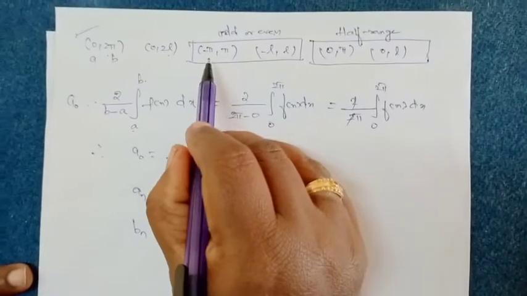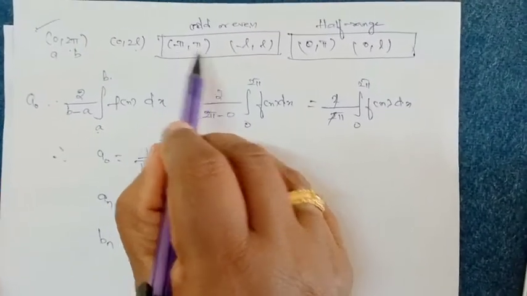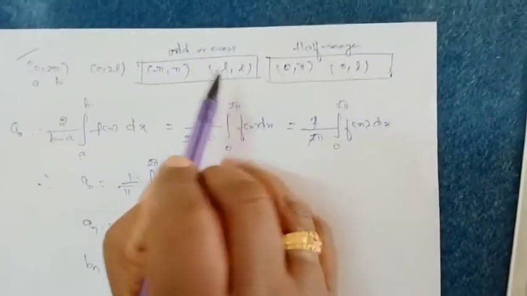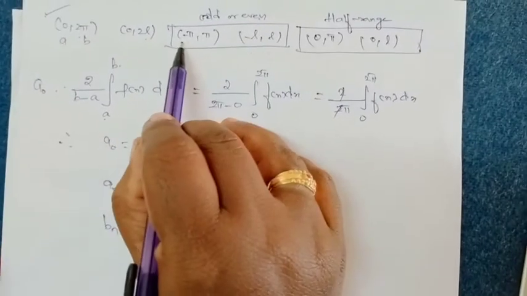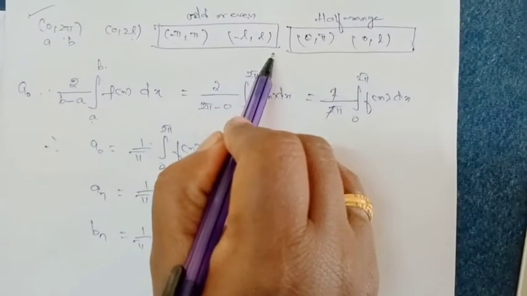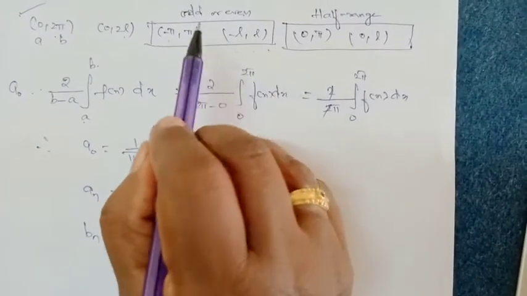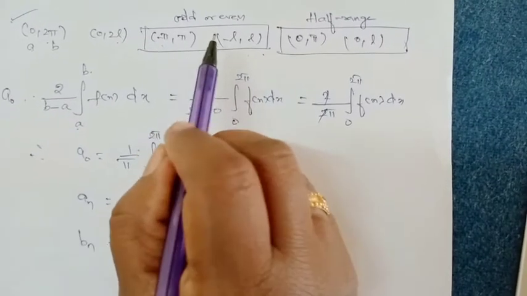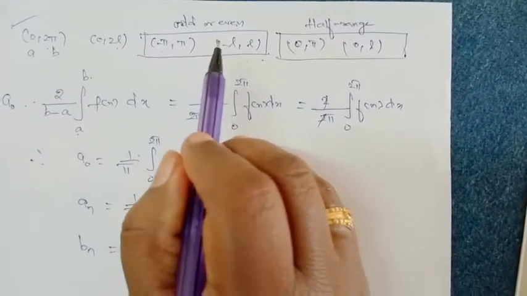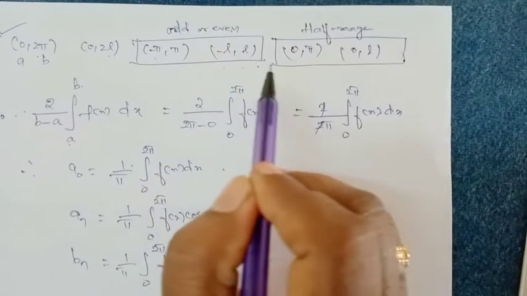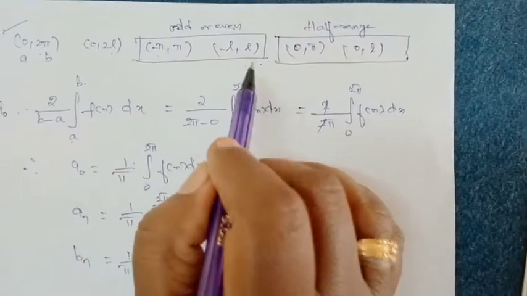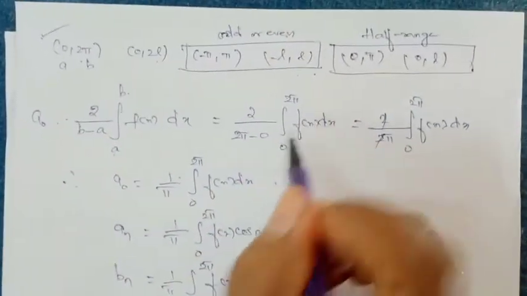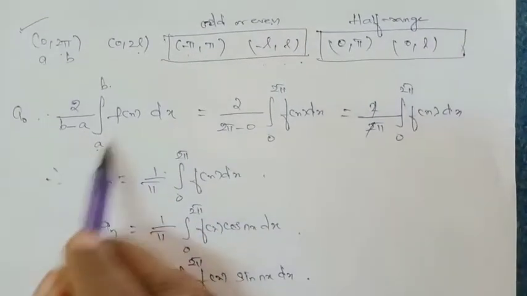Now let us consider odd or even function. So whenever you come across minus pi, pi and minus l, l type, it is a compulsion for you to verify whether the given function f of x is odd or even. So after checking, as usual you need to apply the same formulation.